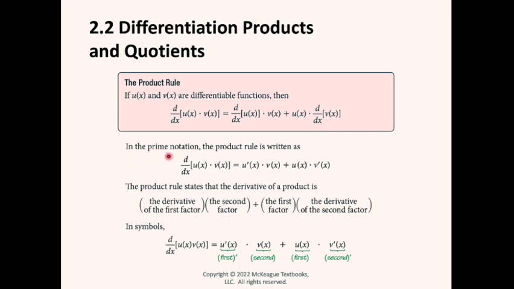Now we can also look at this with prime notation here. When we take the derivative of u times v, we would take u prime times v plus u times v prime. Now down here it's stating the rule in words. You take the derivative of the first factor times the second factor plus the first factor times the derivative of the second factor.